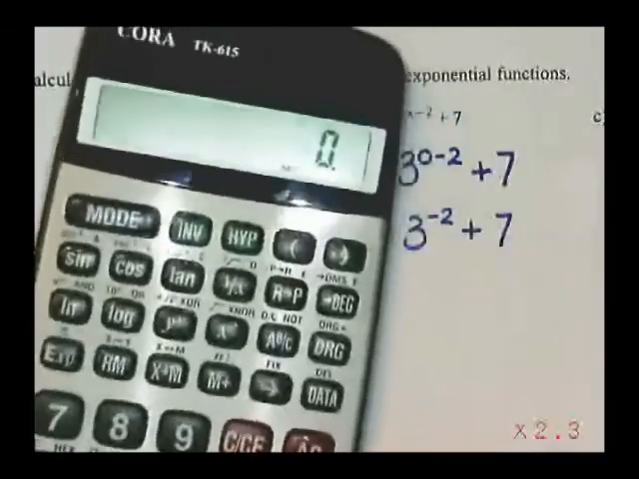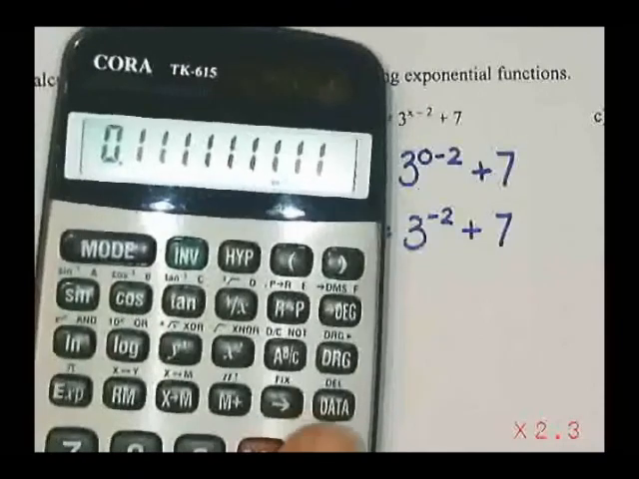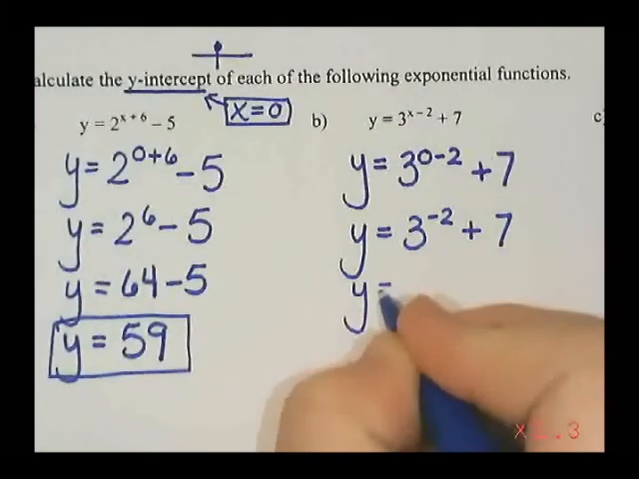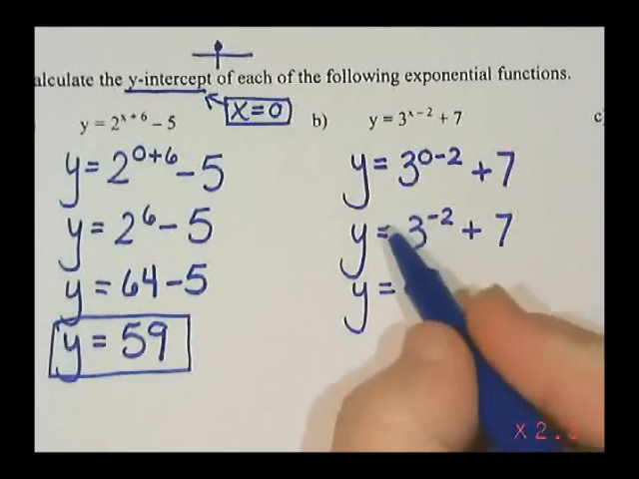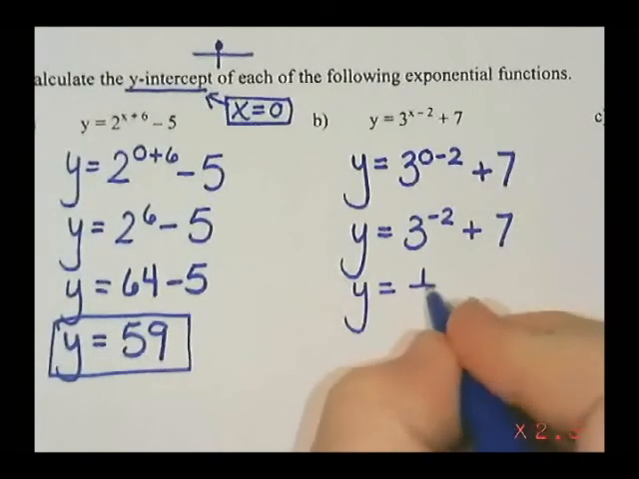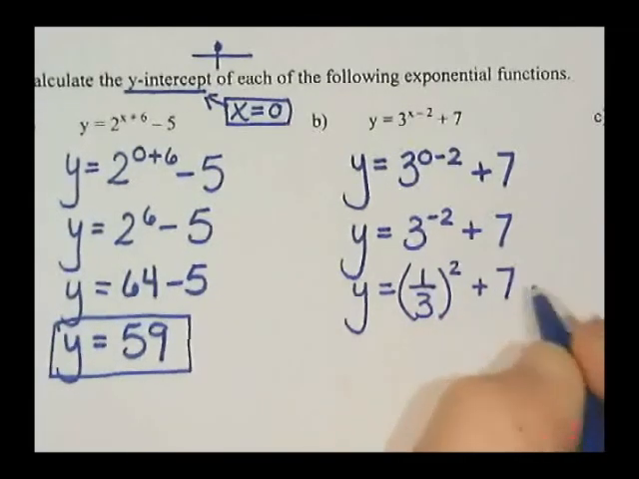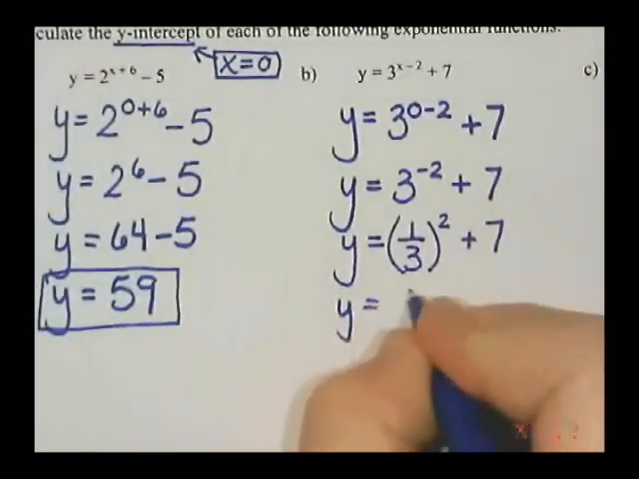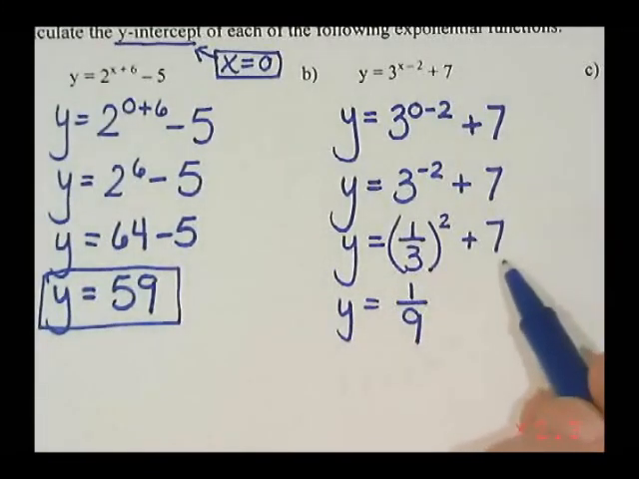On my calculator, if I try 3 to the power of negative 2, I get a decimal, and I do not want a decimal. So there needs to be something else for us to do. I want to try to keep it in exact form. A negative exponent, we learned, makes a fraction. So it's going to take that 3 and turn it into a 1 over 3 to the power of 2. Now, 1 over 3 to the power of 2, we do 1 squared is 1, and 3 squared is 9. And I want to add to that 7.